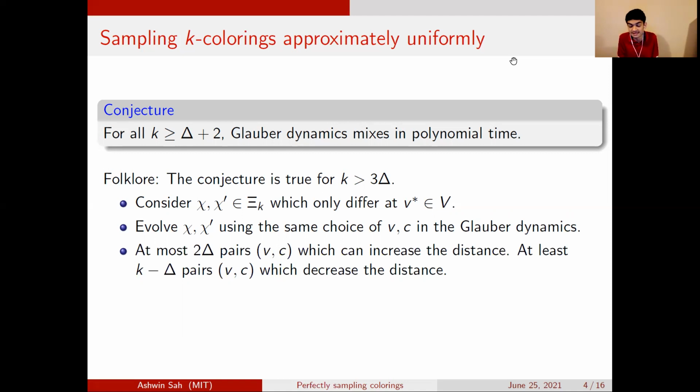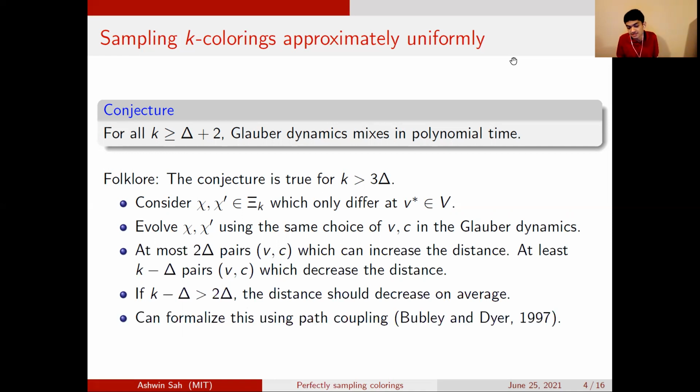So there are at least k minus delta pairs which decrease the Hamming distance by 1. So in some sense, you have a positive drift towards 0 distance, as long as k minus delta is strictly greater than 2 delta. One can make this precise and rigorous using the machinery of path coupling, due to Bubley and Dyer.